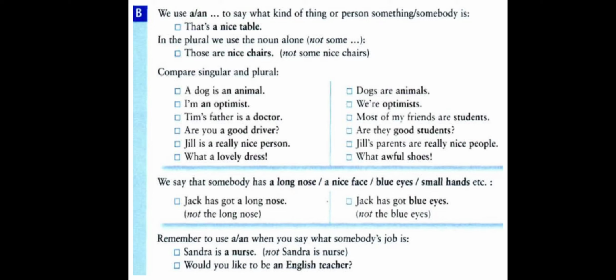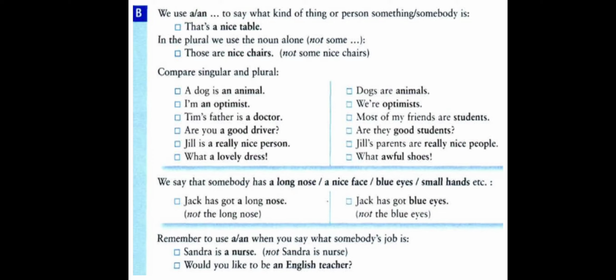We say that somebody has a long nose. Nose here is singular, that's why we use the article a. A nice face. Face is singular, so we use the article a. Blue eyes. Eyes are plural, that's why we don't use any article here. Small hands. Hands are plural, so we don't use any articles. We have here singular and plural nouns preceded by adjectives.